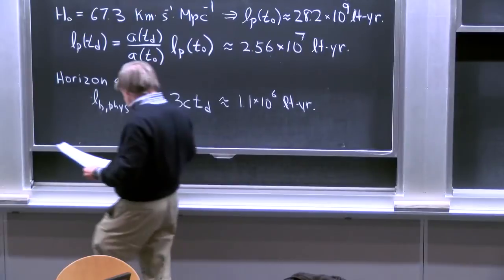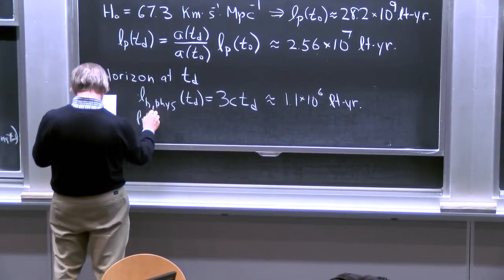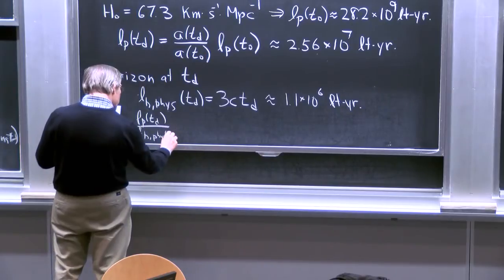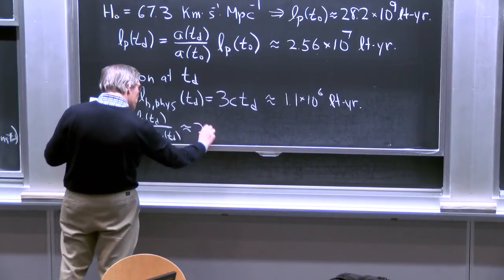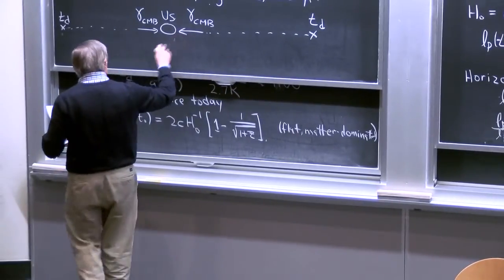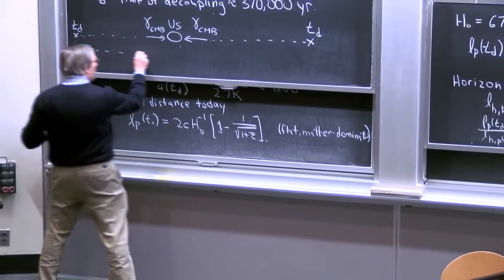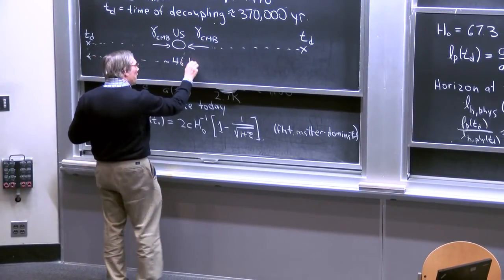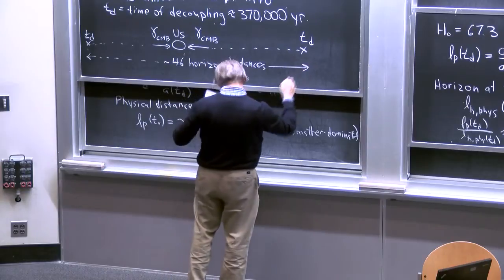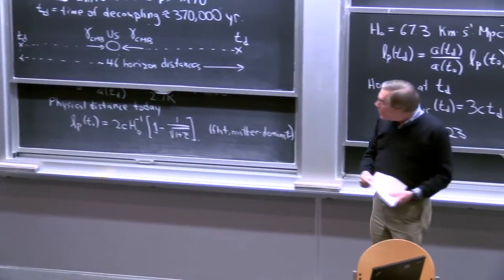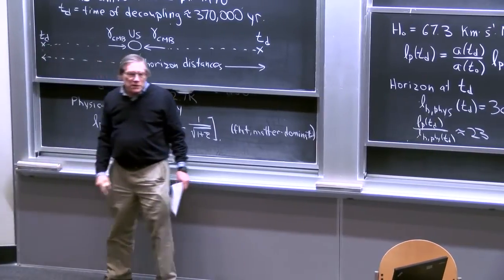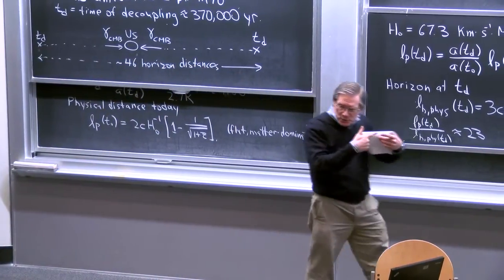which is significantly less than 2.56 times 10 to the 7 light years. And in fact, the ratio of the two, given these numbers, is that L sub p of t sub d over L sub h phys also of t sub d is about equal to 23. Just doing the arithmetic. And that means if we go back to this picture, these 2 points of emission were separated from each other by about 46 horizon distances. And that's enough to imply that there's no way that this point could have known anything whatever about what was going on at this point. Yet somehow they knew to emit these 2 photons at the same time, at the same temperature.